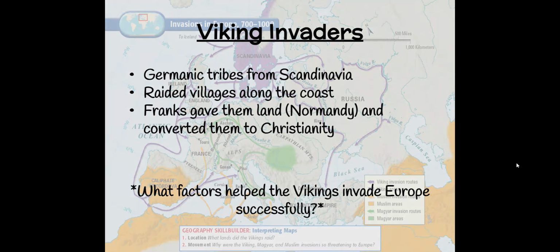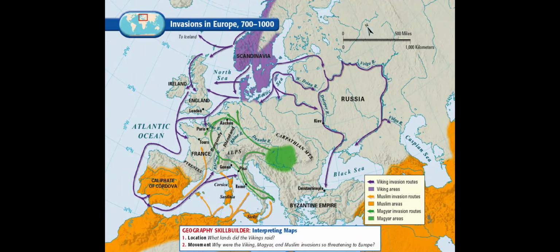Okay, so here in this map, you'll see some areas. The purple is Scandinavia, which is where the Vikings came, and with the purple lines, you'll see the path that they took. The orange is the Muslim areas, and the Muslim invasion routes are the orange arrows. The Magyar invasions go with the green arrows and into the green section.